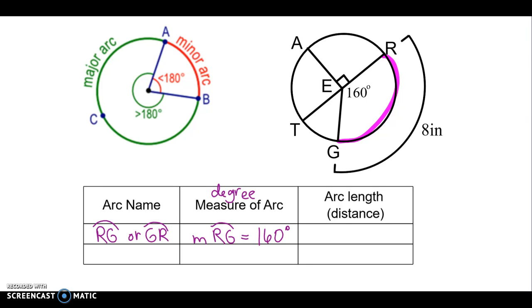Then arc length is the distance. So if I had a measuring tape or a string to measure, it would be the distance from R around the circle to G. The distance of that pink line is 8 inches.